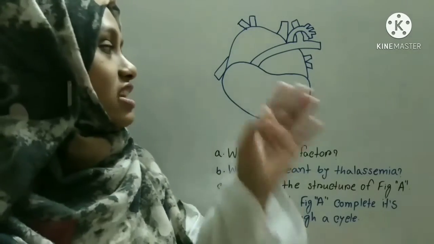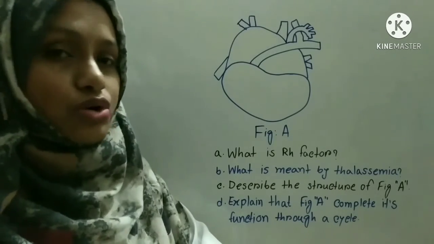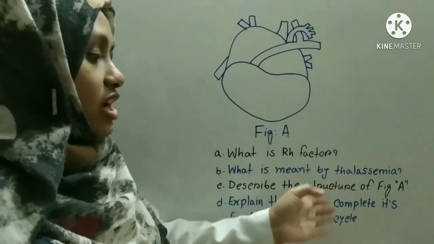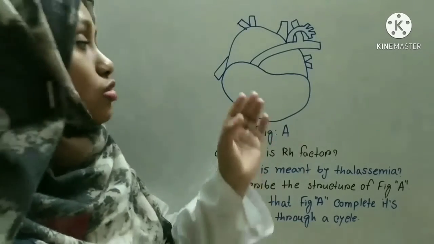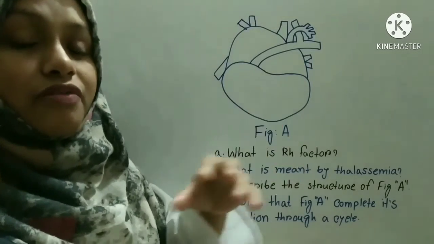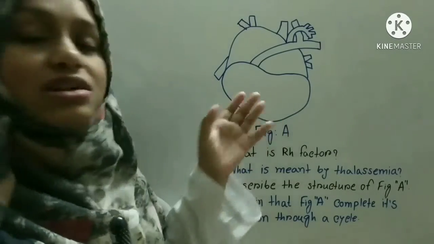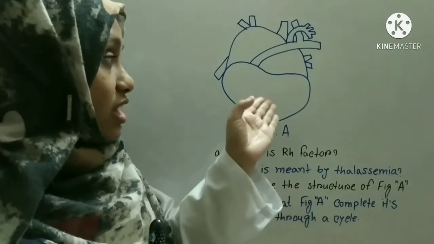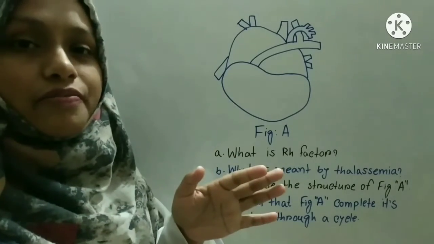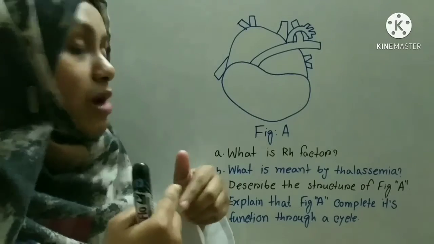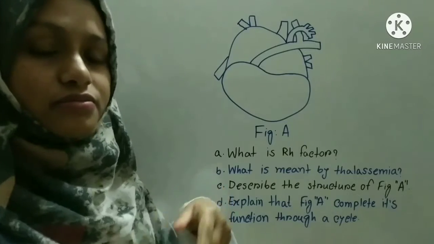After the discussion of the structure of figure A, now move on to the D number question. Let's see the question. Explain how figure A completes its function through a cycle. What function is done by figure A? Figure A is a pump machine and it circulates blood. So its function is blood circulation. So the heart circulates the blood through a cycle. You have to write that cycle, the process by which the heart circulates the blood. So let's see the cycle.